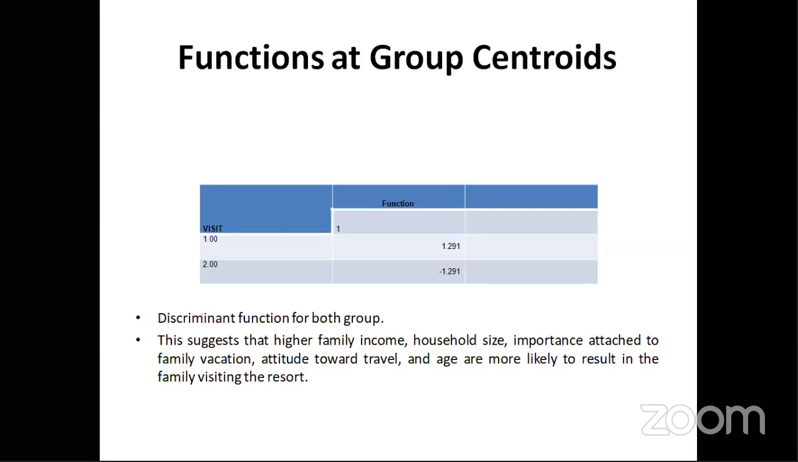And then we estimate the discriminant score for each respondent, those who visit and those who do not visit. Then we take the average of their discriminant scores, and that will be the centroid of the visit group and the centroid of the non-visit group. Further, we estimate the discriminant score for another family, and then we see which group that family goes in, the visit family or the non-visit family. I think this is the goal of discriminant analysis.